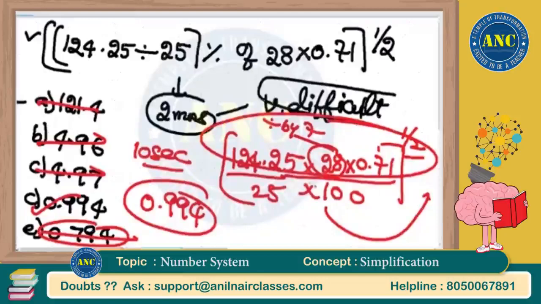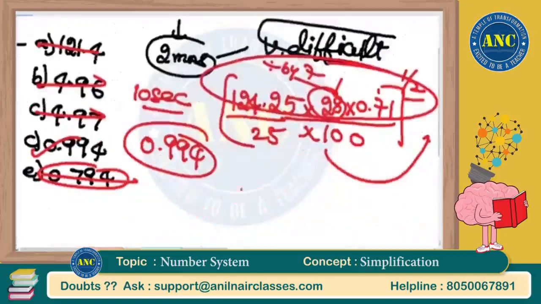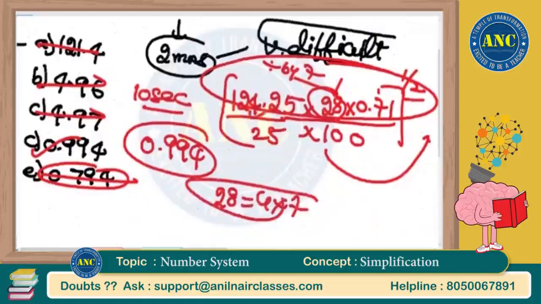Is it clear? Why is it 28? 28 is nothing but 4 into 7. Numerator is divisible by 7. If a numerator is divisible by 7, the answer should be divisible by 7. Answer is 0.994. Idea is clear, right, sir? 0.994. Right? Idea is clear. Next question.